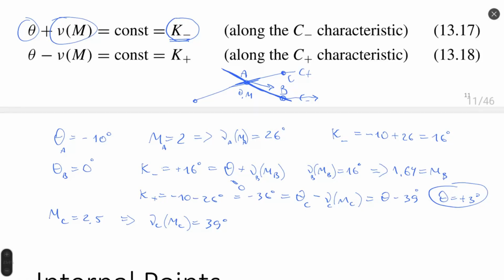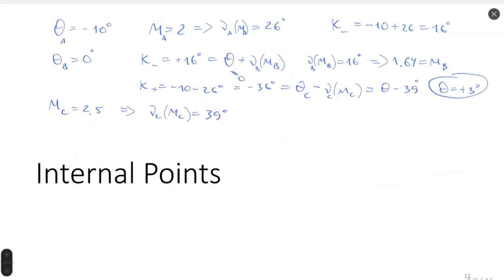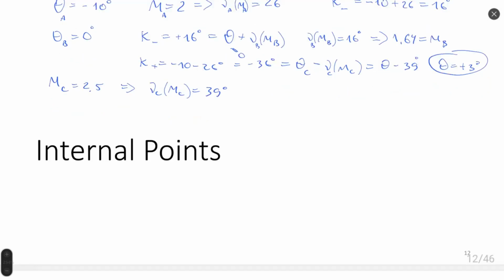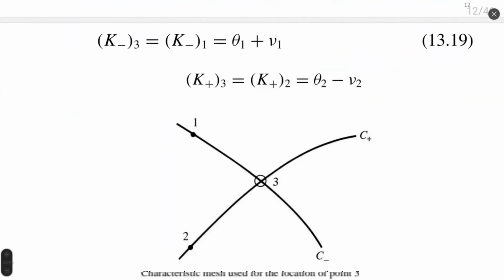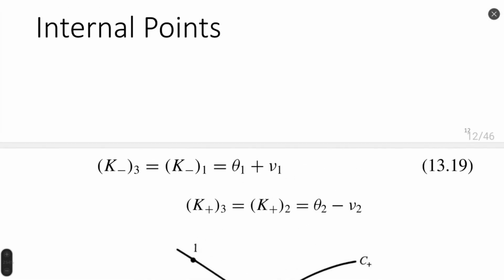And because of this, we have two different cases. We have case one, which is called internal points, where two lines are intersecting inside the flow. And case two would be wall points, where two characteristic lines are intersecting on the wall. Direction of the wall is the same as direction of the flow near the wall. So we know the direction of flow on the wall. So let's talk about internal points.